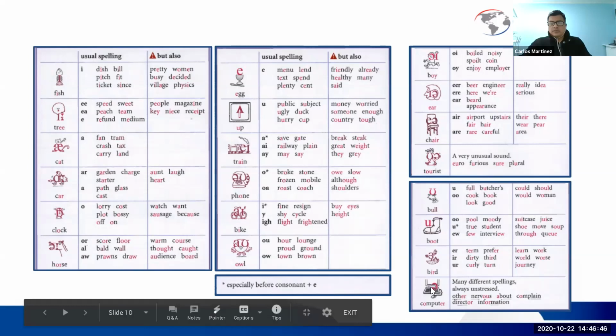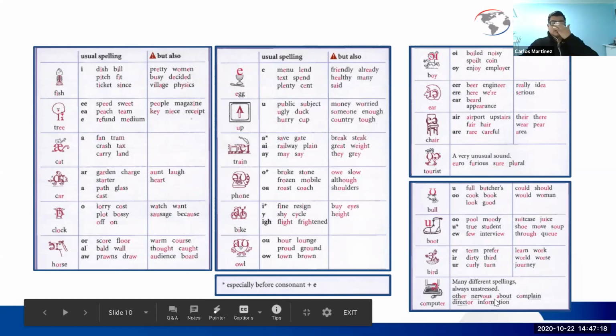And finally, many different spellings, always unstressed. For example, the schwa sound, like computer, other, nervous, about, complain, director, information. Okay, so this is a schwa sound. You never say other with a full vowel, you say other. You don't say nervous, you say nervous. You don't say about, you say about. You never say complain, you say complain. And the same for the others.